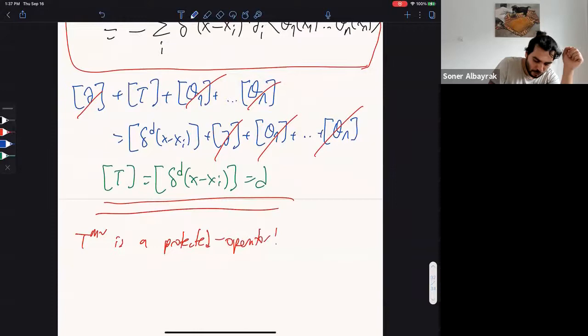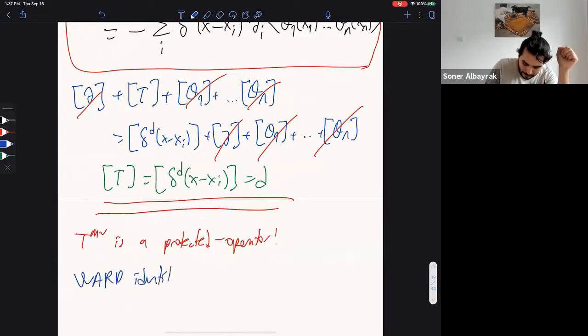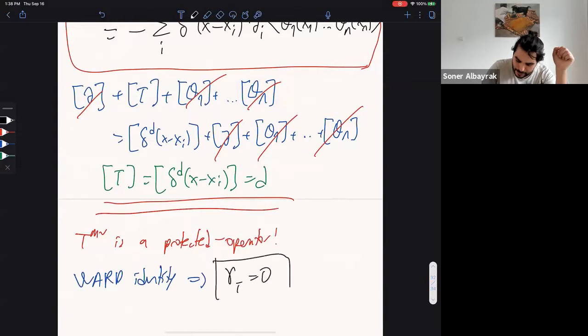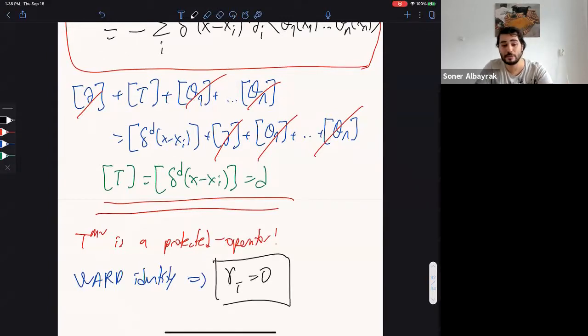Okay, so we say T mu nu is a protected operator. Because of the Ward identity, the anomalous dimension of T is always 0. It doesn't get any anomalous dimension from the existence of other operators in the theory. But here is a thing though. Actually, here's the thing.